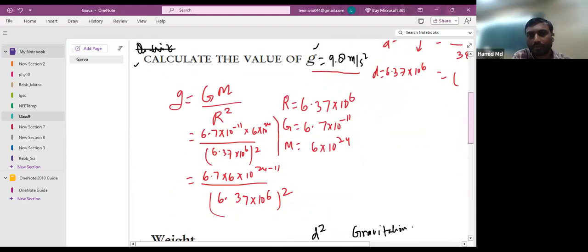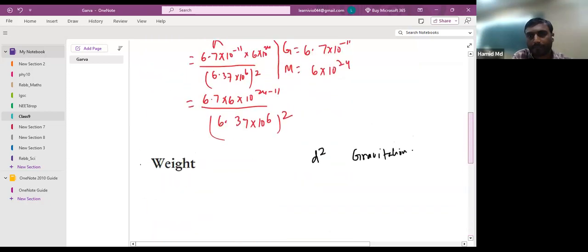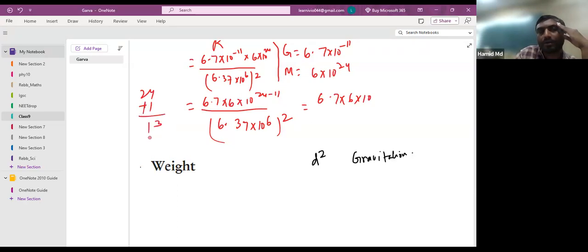6 4 kg. So if we'll do it, I'll write in one more line, okay? Instead of writing it, we can say 6.7 into 6 into 10 raised to the power, how much will it be? 24 minus 11, that's 13, right? So it will be 13. And this 6.37, we will write as 6.4, into 6.4 into 10 to the power 6.